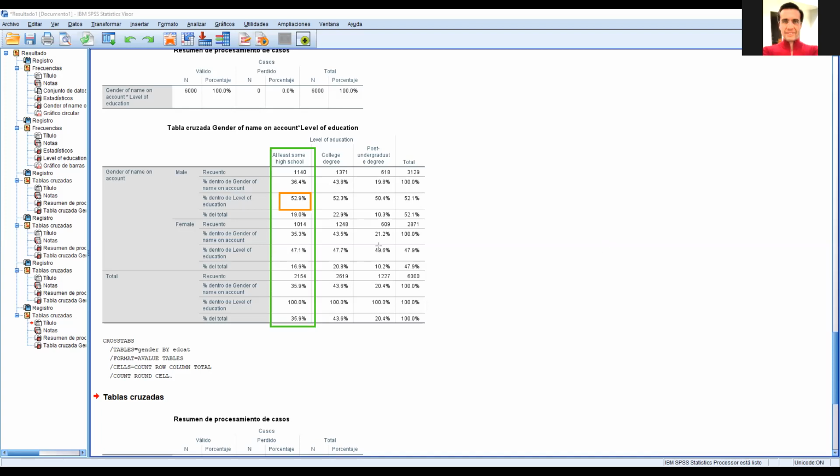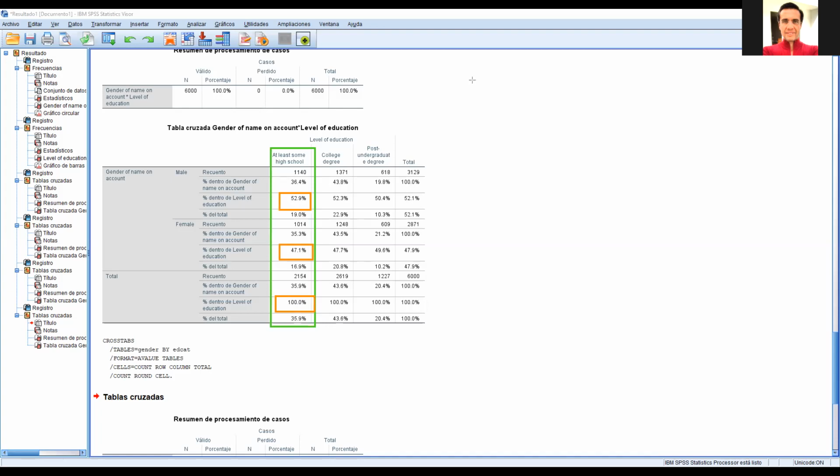Now, if we have 52.9% males, obviously we must have 47.1% females, yes? This one is kind of obvious. If you add both, we are going to get 100.